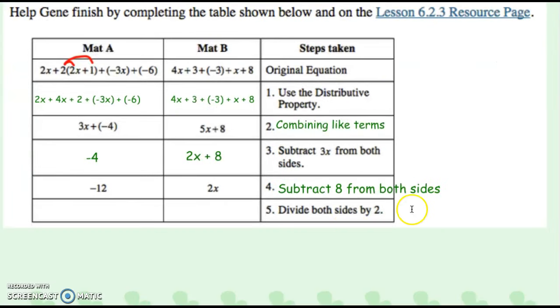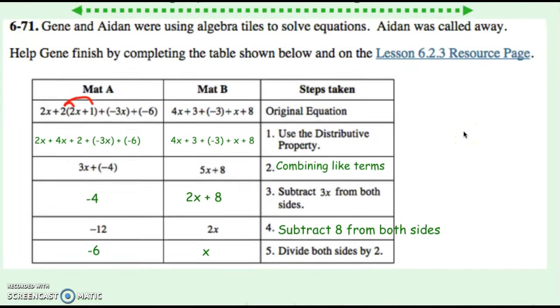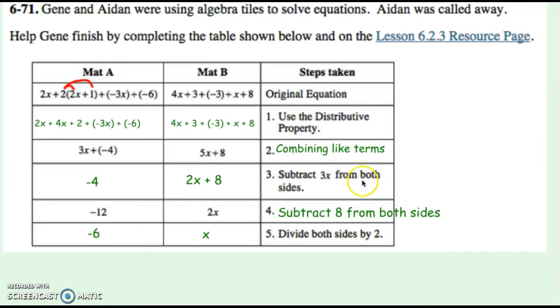Okay. And then finally, this step tells me I need to divide both sides by 2. So if I divide mat A by 2, I'd end up with negative 6. If I divide mat B by 2, I'd end up with just a single x. So this way is nice because you can see each step exactly what happened each time, and that would help someone understand your thinking.